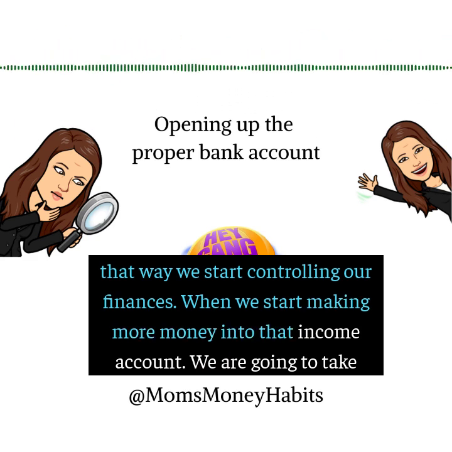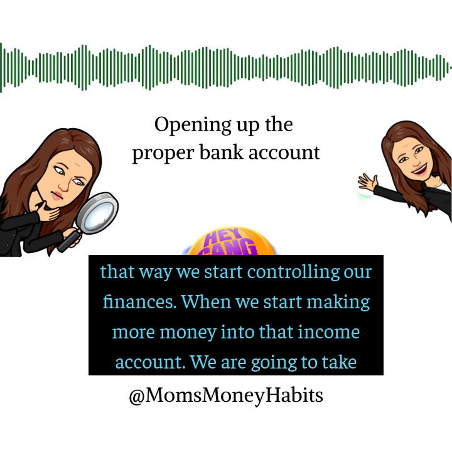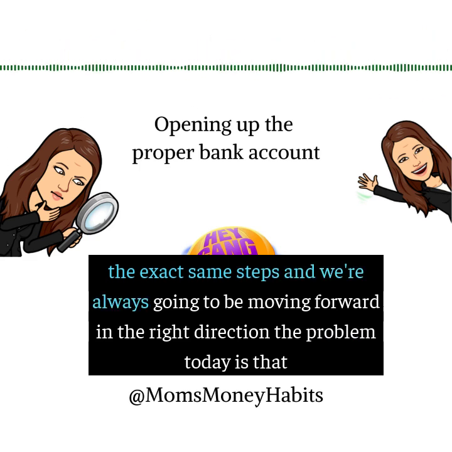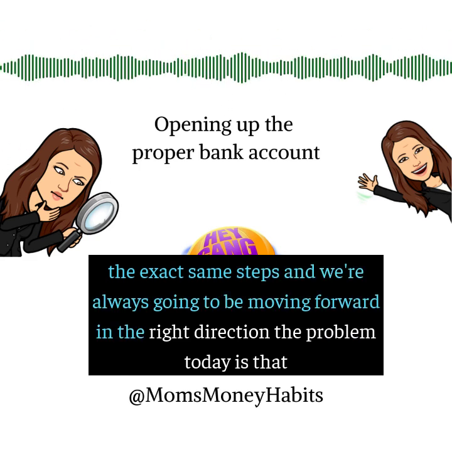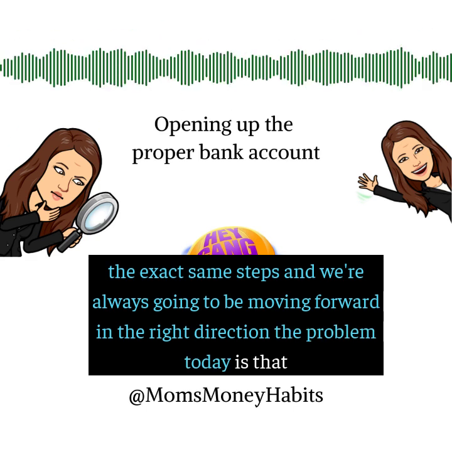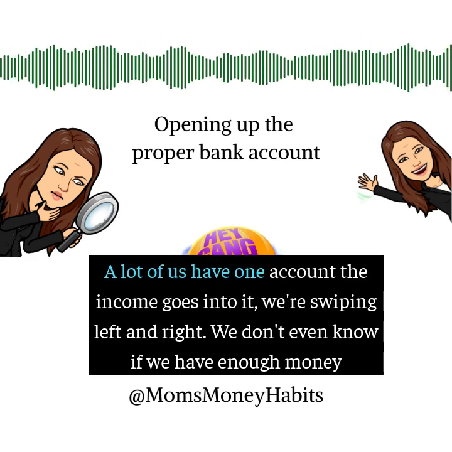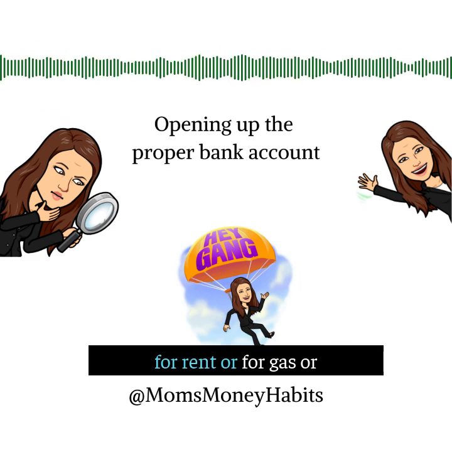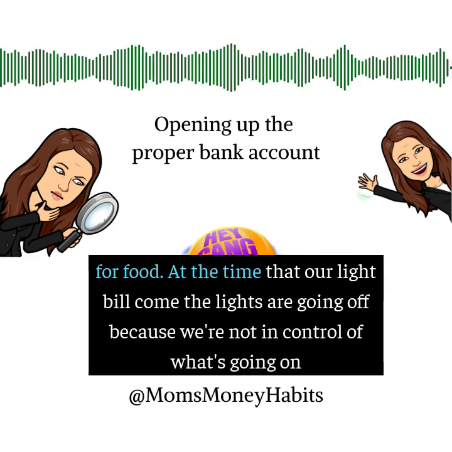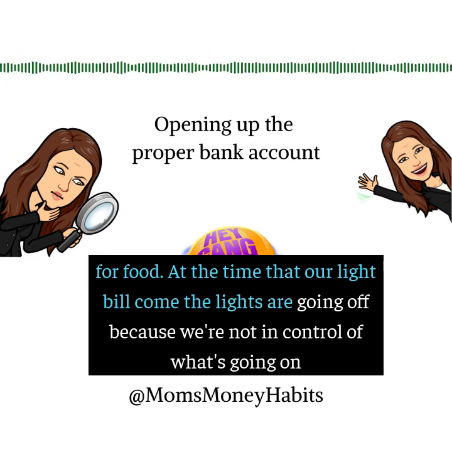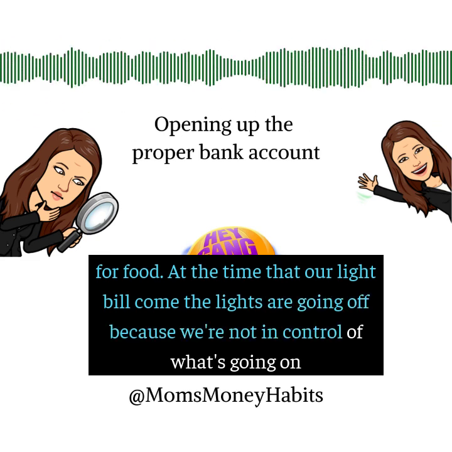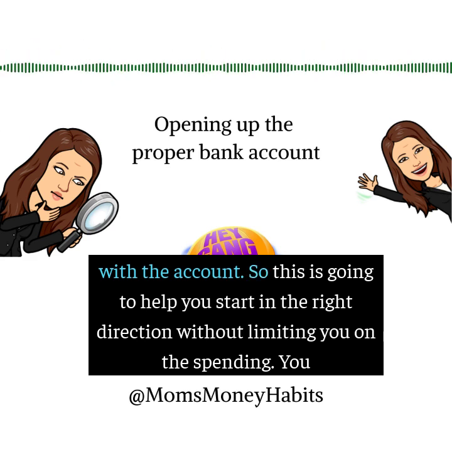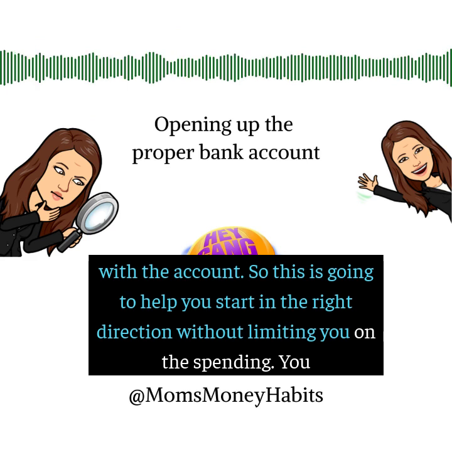When we start making more money into that income account, we are going to take the exact same steps, and we're always going to be moving forward in the right direction. The problem today is that a lot of us have one account, the income goes into it, we're swiping left and right, we don't even know if we have enough money for rent or for gas or for food. At the time that our light bill comes, the lights are going off because we're not in control of what's going on with the account. So this is going to help you start in the right direction without limiting you on the spending.